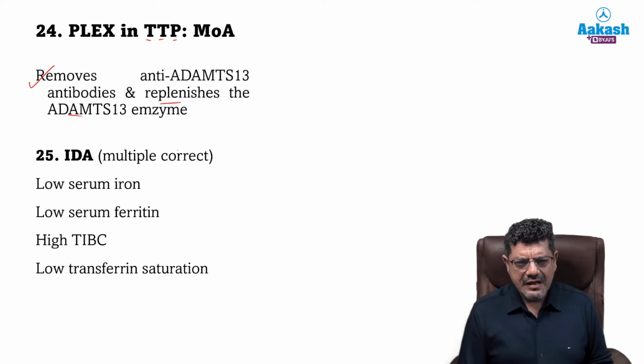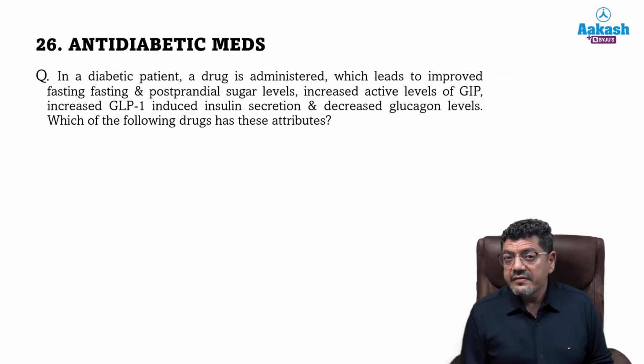There was a question on iron deficiency anemia, and I don't think I will need to discuss that. Very simple: low serum iron, low ferritin, high TIBC, and a low transferrin saturation, right? Nothing to write home about there. Or multiple correct, all the choices were correct, right? We'll move on to a more difficult question.